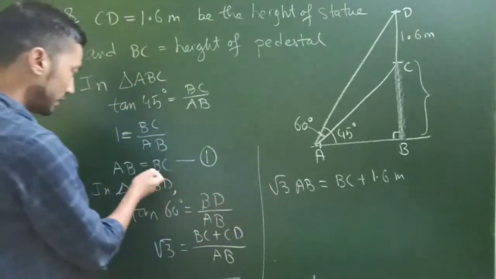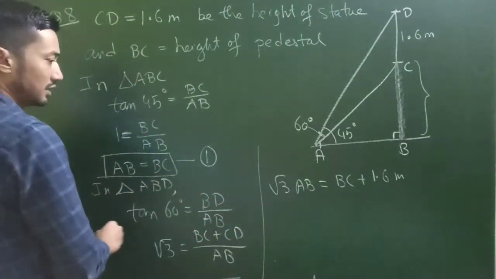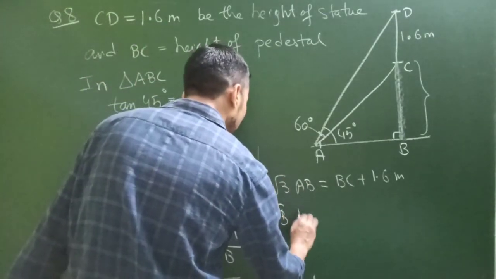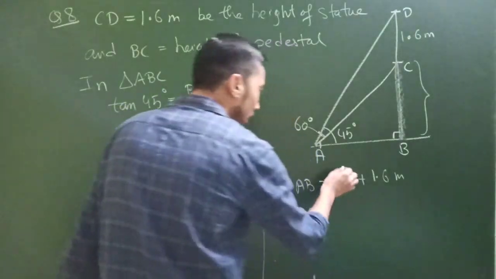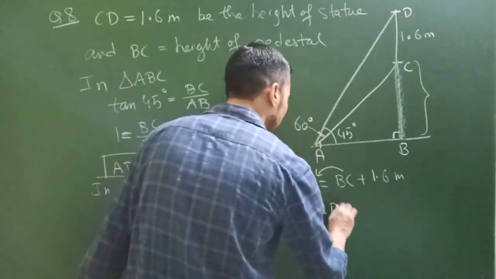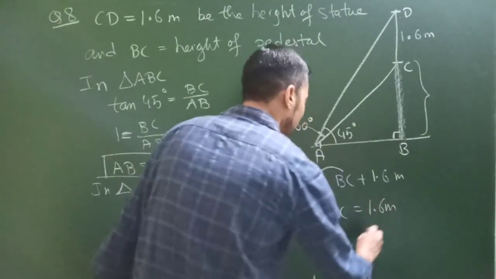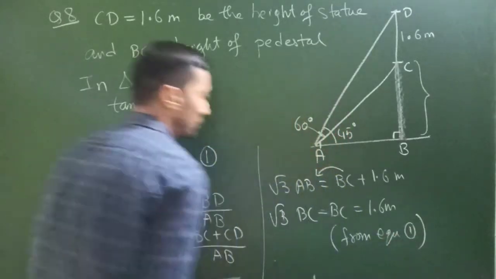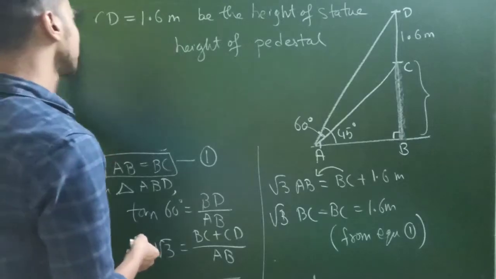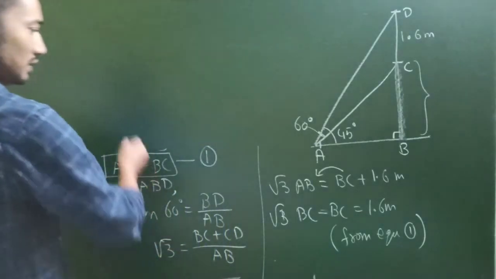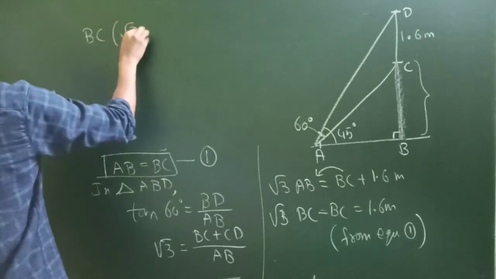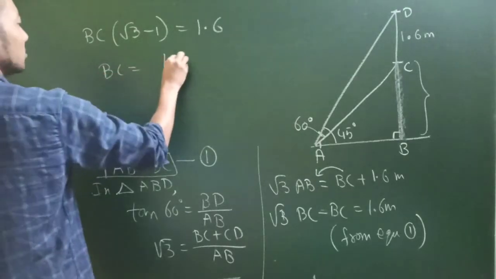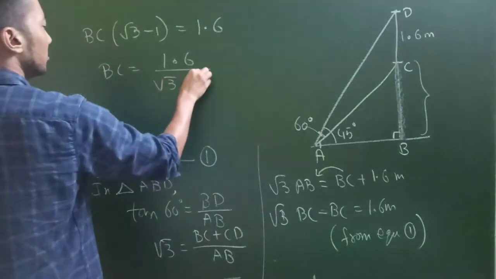So now from equation 1 we can see that AB is equal to BC, and we need BC. So let's not remove BC. Instead of writing AB, let us use BC. And I will be bringing this BC to this side. So that's going to be minus BC equal to 1.6 meter. This is from equation 1, because from equation 1, AB is equal to BC. Then by taking BC common, I will have root 3 minus 1 is equal to 1.6. So BC will be equal to 1.6 upon root of 3 minus 1.